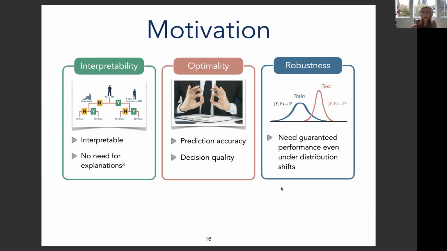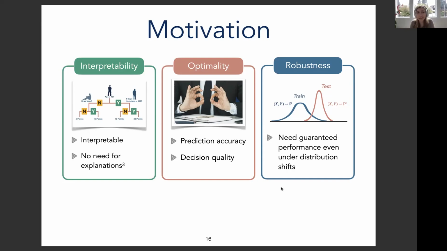Similarly, we want optimality, right? I'm working backwards here. Indeed, when we're working in high stakes domains like the one I talked about before, but in many other domains as well, any little bit matters, right? Every improvement I can have in terms of accuracy or in terms of the decision quality is important. So we're trying to look here for optimal solutions to our ML problems.